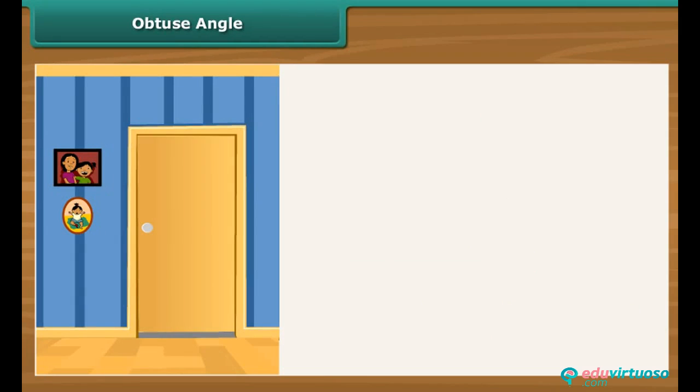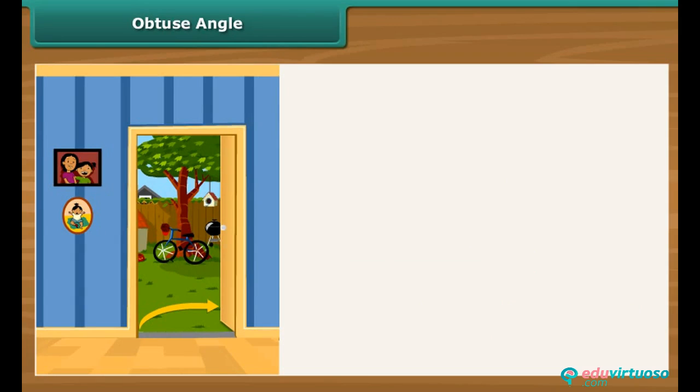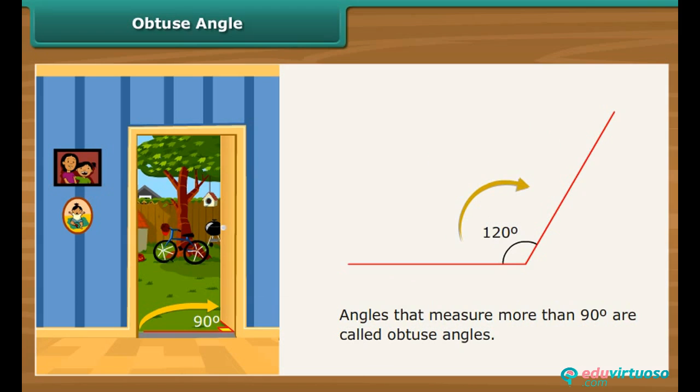Obtuse angle. Let us go back to the picture of the open door. What do you think will happen if you push the door further to the right? The measure of the angle will exceed 90 degrees. Angles that measure more than 90 degrees are called obtuse angles.